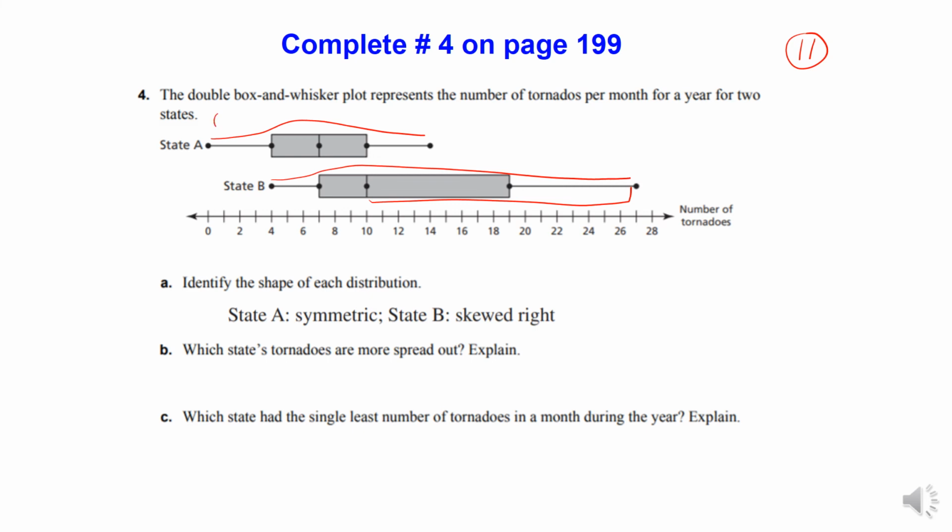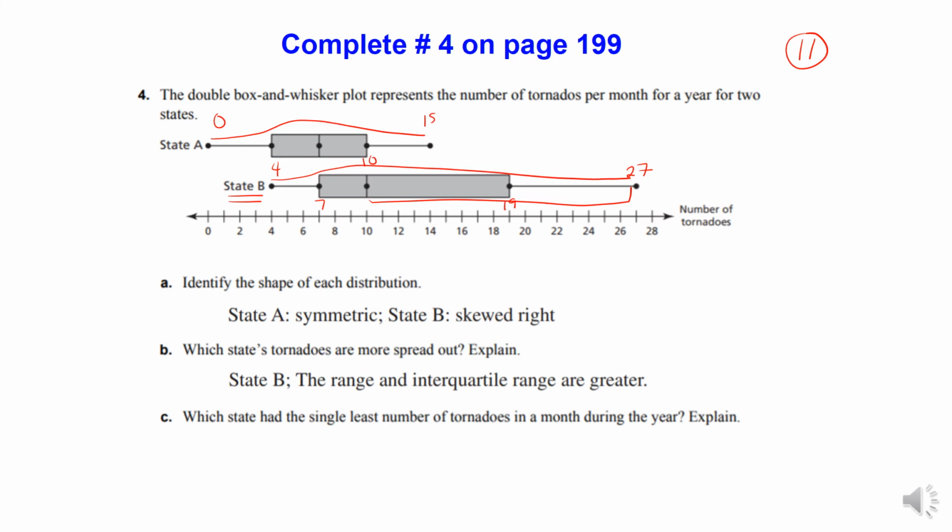Which state's tornadoes are more spread out? State A goes from 0 to around 15, and state B goes from 4 to 27. So that means state B is more spread out. And you can also look at the interquartile range. Notice it mentions that too. And it says those are from 4 to 10. And this one is 7 to 19. So again, a much bigger spread in state B.